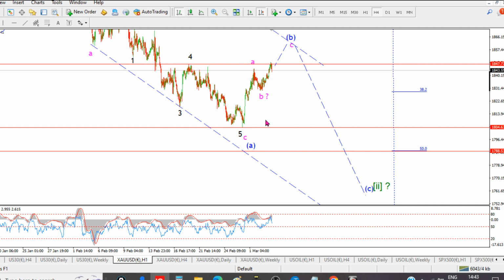You could view this internal pattern a little bit differently. I'll save that for tonight's update, actually, for an alternate count on gold. But let's see how today's action goes. I think we will unfold next week into a C wave decline. But anyway, each day as it comes. We'll see how it goes. Okay.